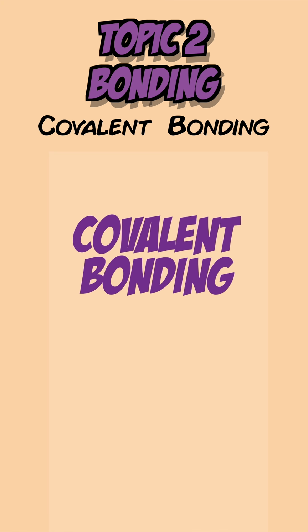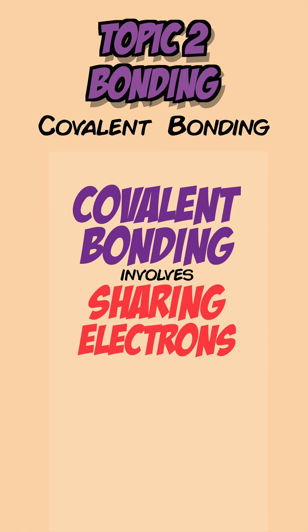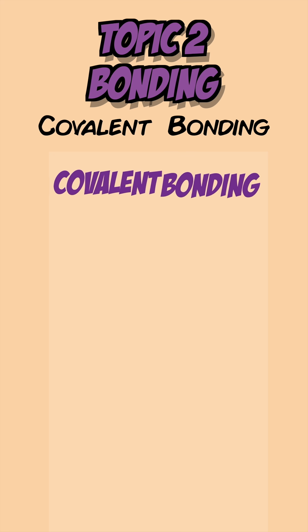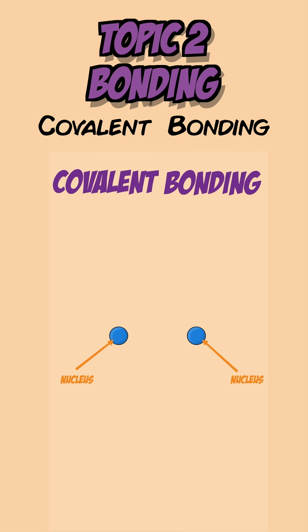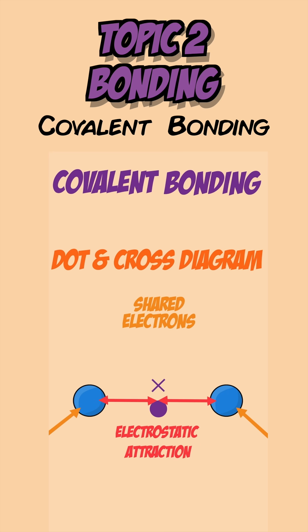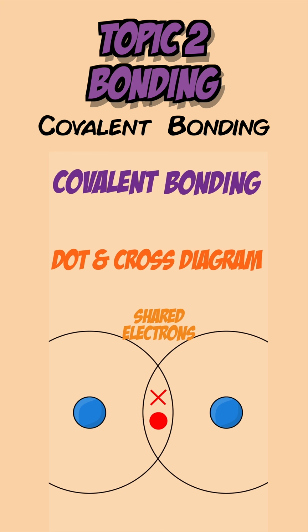Covalent bonding is bonding that occurs between 2 non-metals. It involves atoms sharing pairs of electrons so that they can achieve a full outer shell and become stable. These bonds form because the positively charged nuclei are attracted to the shared pair of electrons by electrostatic forces. Covalent bonds can be represented using dot and cross diagrams, and these show the outer shells of the atom overlapping. Any electrons that are being shared are drawn in the overlapping section of the shells.